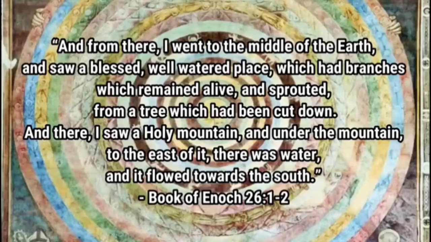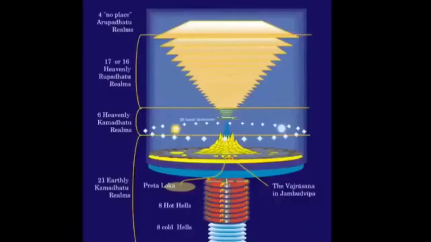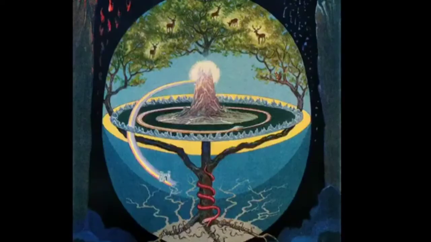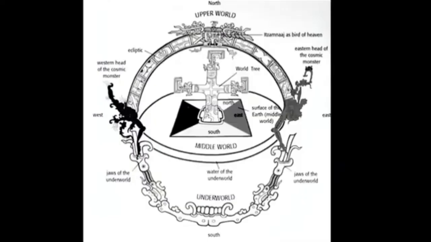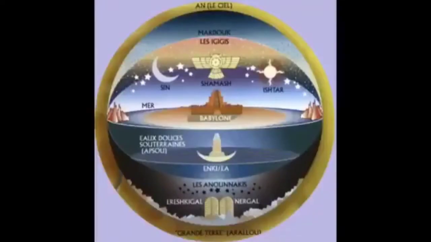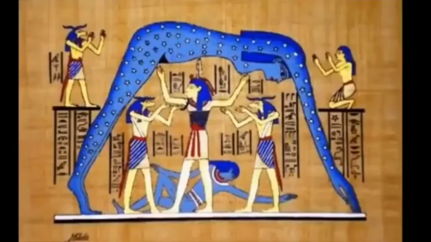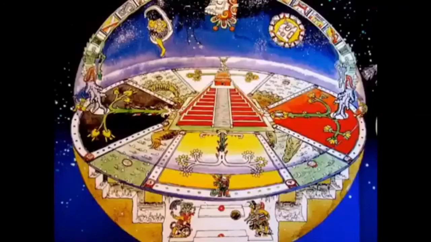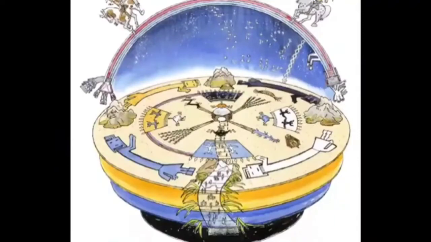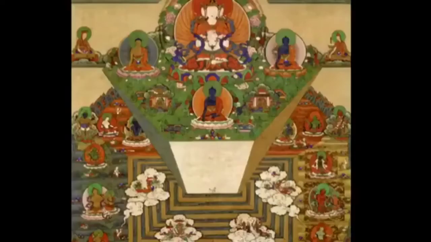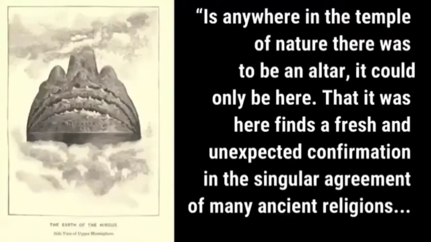All cultures have their own versions of this central axis, Mount Meru, or what the Bible refers to as the tree of life. Heaven's altar right here on earth. William D. Warren in Paradise Found states, "If anywhere in the temple of nature there was to be an altar, it could only be here."